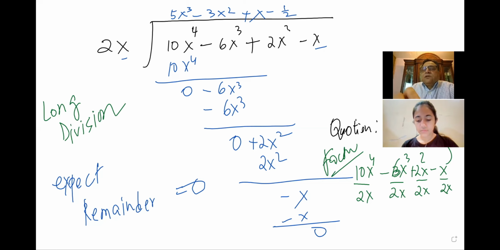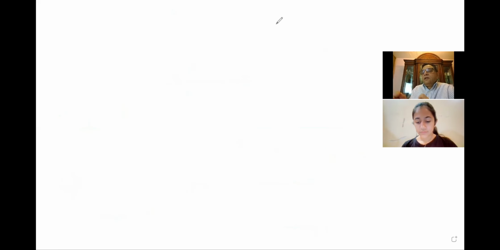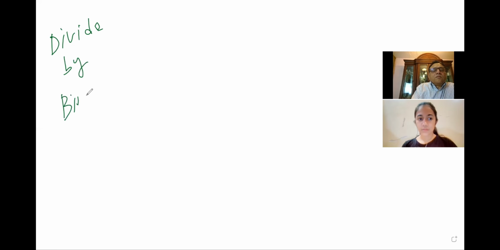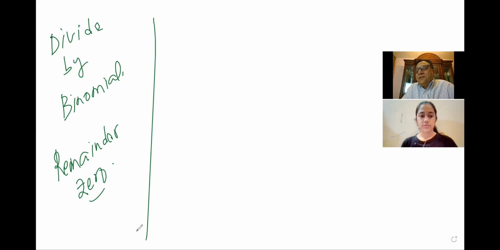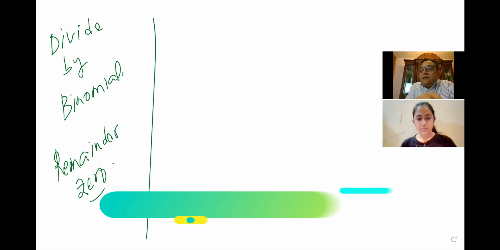Now let's take examples where we have a factor. Let me clear the screen. We'll now divide by a binomial. We are still considering remainder 0. So when I say remainder 0, that means there is a common factor. Do you understand? Yes. So what I will do here is you have to factor and then figure it out.